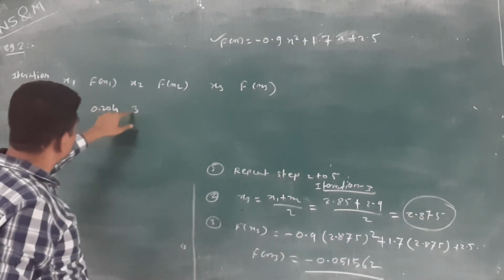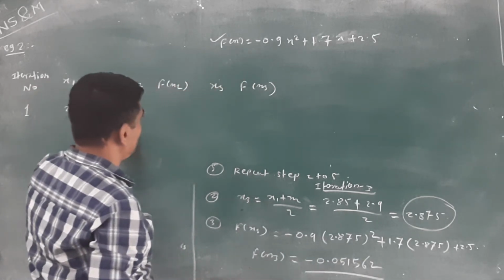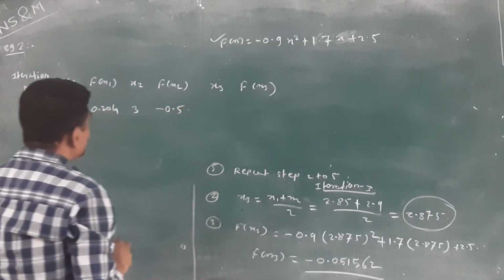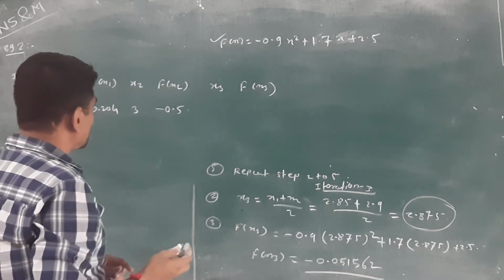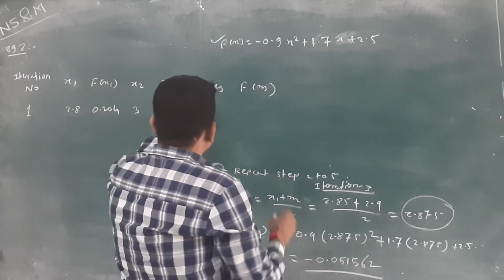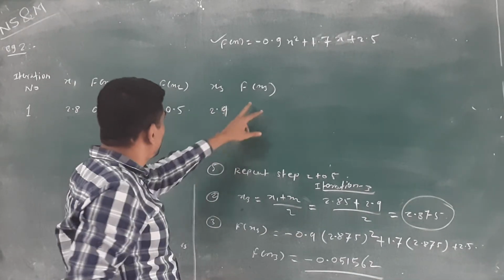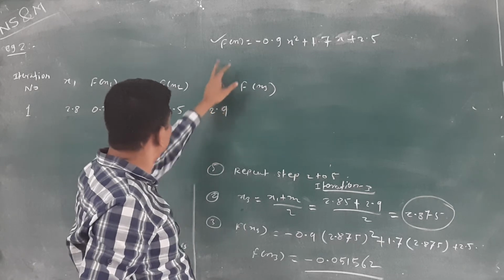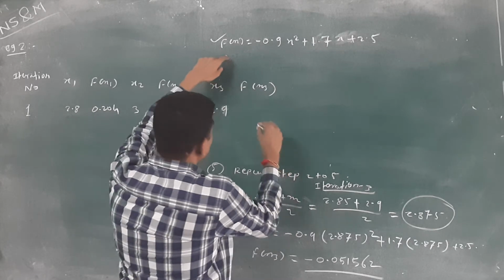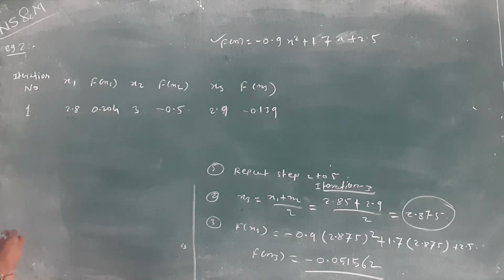When you put f of x2 into that equation, where x is equal to 3, which value will we get? Minus 0.5. Then again we get the x3 value with the help of (x1 plus x2) divided by 2. What is the value of x3? 2.9. And what is the value of f of x3? When you put 2.9 in that equation, we get the negative value minus 0.139. This is our first iteration value.